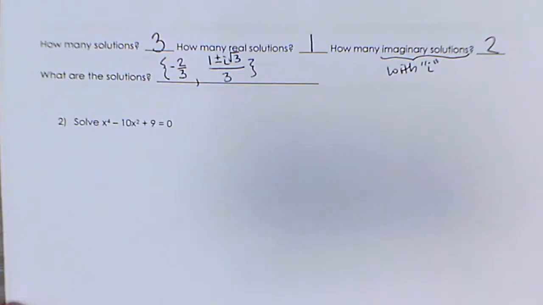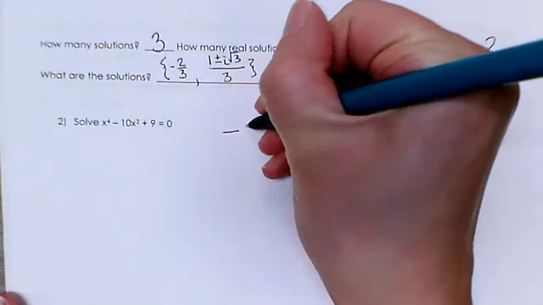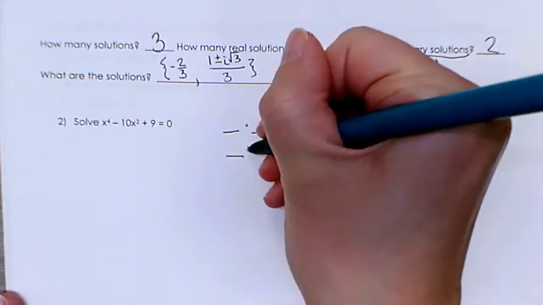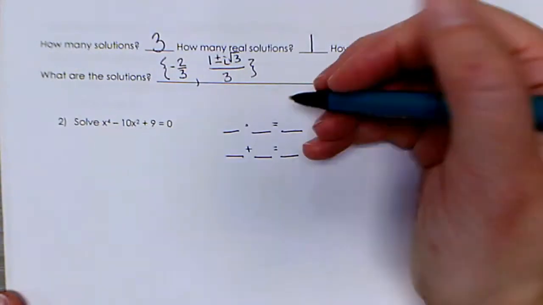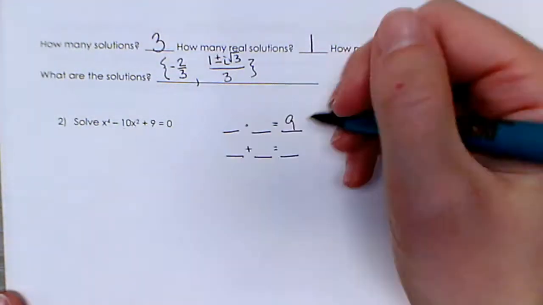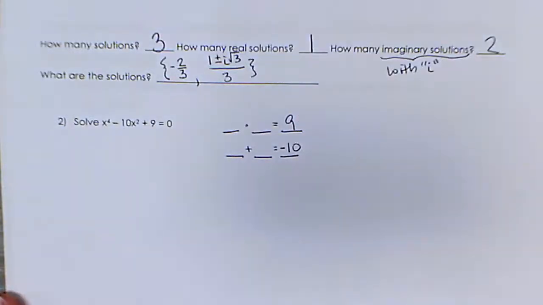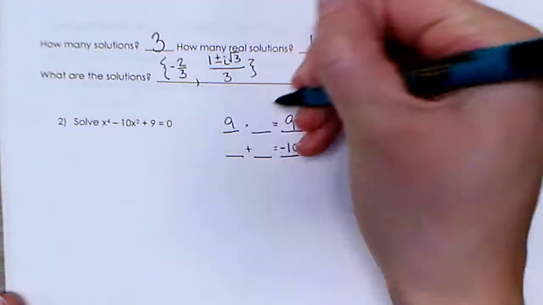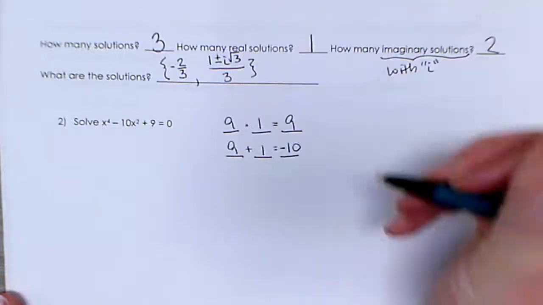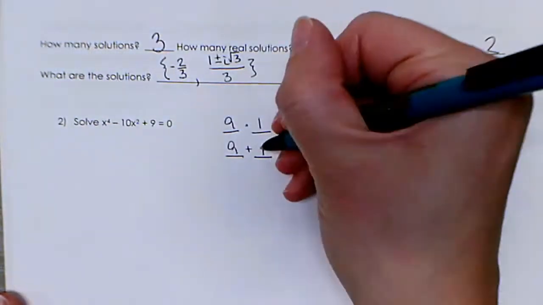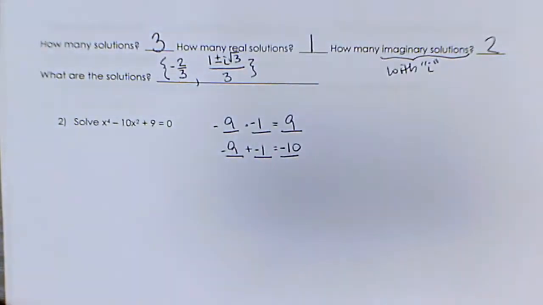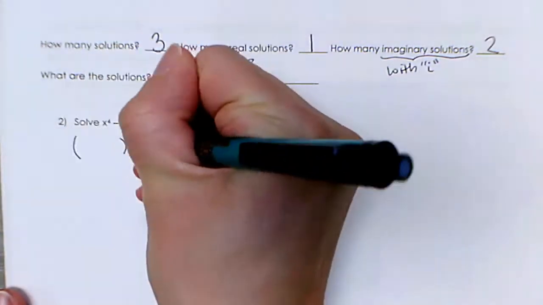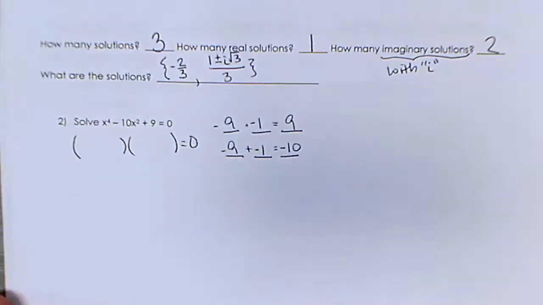It's a trinomial, so I might try and use magic numbers. So two numbers that multiply to give me 1 times 9, which is 9, and add to give me negative 10. Think about numbers that do that. 9 times 1 is 9, and 9 plus 1 is 10, but I need them to be negative. And if I make these negative and multiply, I'm going to get a positive product, so that's good. So let me go ahead and write my factors that still equal 0.